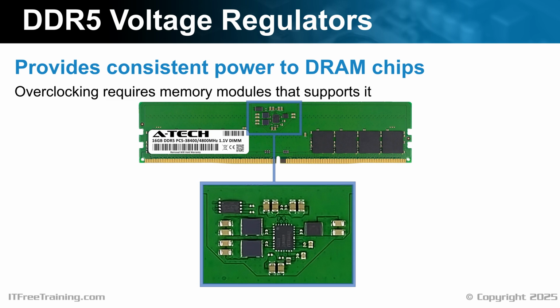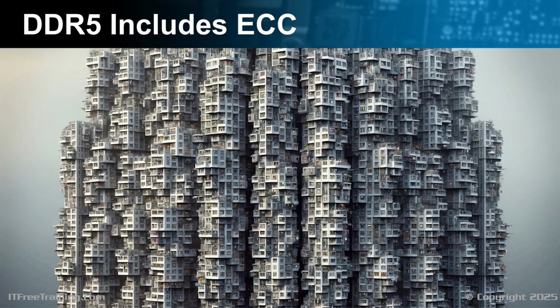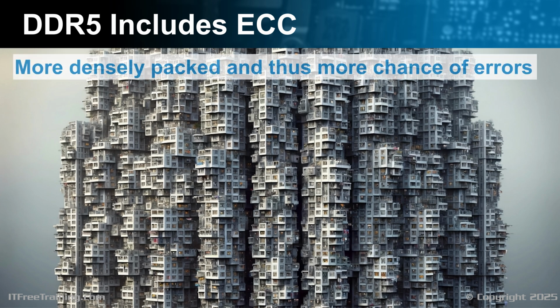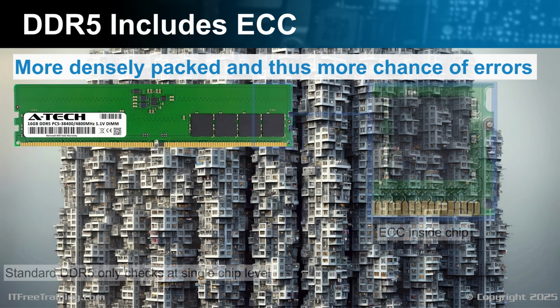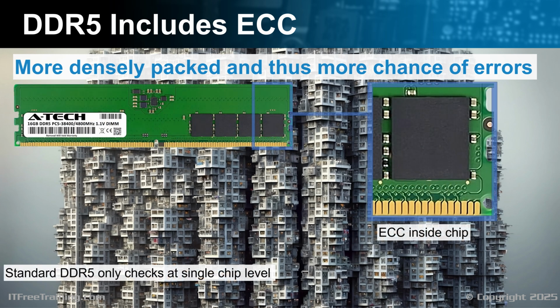DDR5 allows much higher storage amounts than DDR4, but that causes some problems. Let's have a look. With DDR5, the memory cells inside the DRAM are more densely packed than with previous DRAM. Having the memory cells more densely packed means there is an increased chance of defects and errors. In order to make DDR5 more reliable, ECC is built into each DRAM chip.